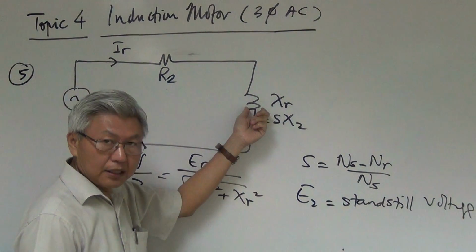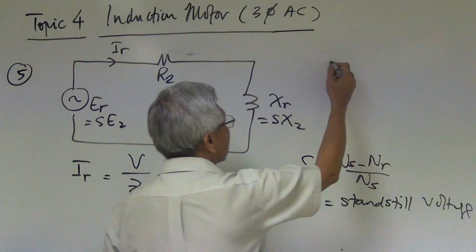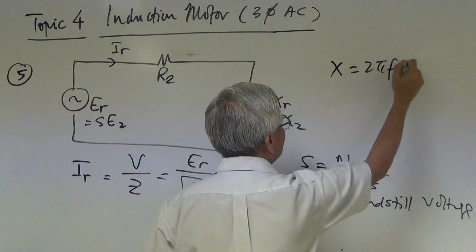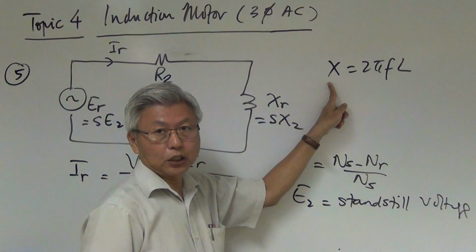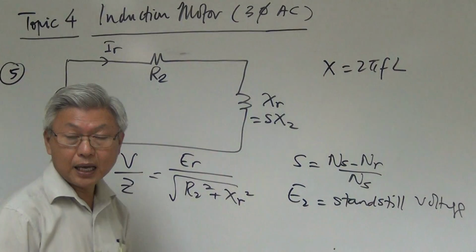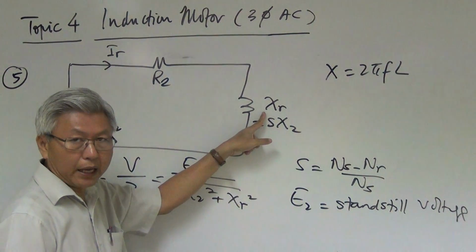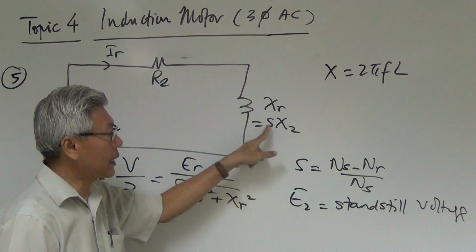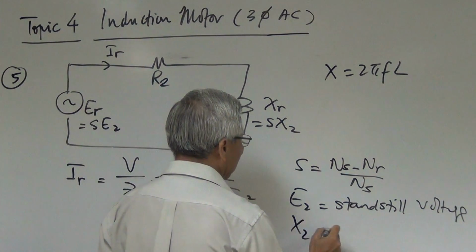Whereas inductance will change. Remember your X is equal to 2 pi FL, right? 2 pi FL. Yes? And if frequency changes, X changes. Right? And frequency depends on the slip. And slip depends on the speed. So XR, the reactance, is equal to SX2. What is S? The slip. What is X2? The standstill reactance.